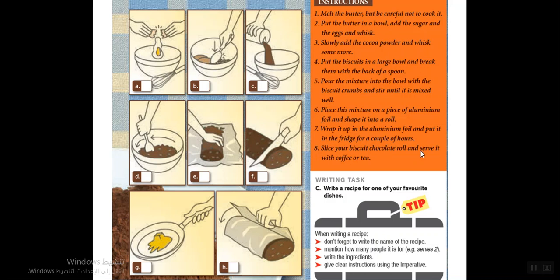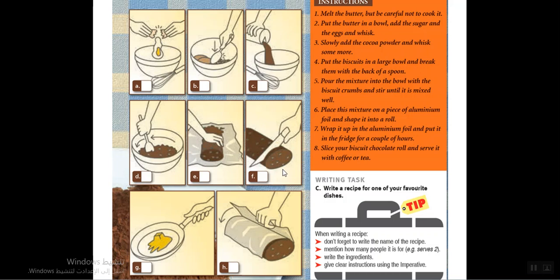Number 8, slice your biscuit chocolate roll and serve it with coffee or tea. You're going to slice it. It means you're going to cut it. We don't use chop, if you're asking. It's going to be sliced into slices, into pieces. So it's going to be F. Number 8 is going to be F.